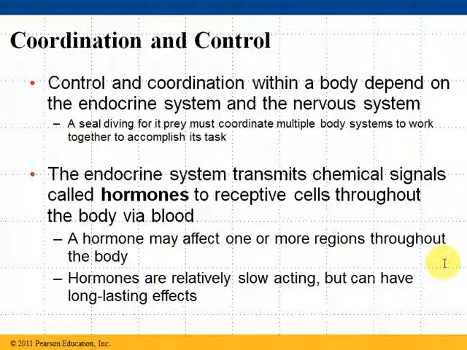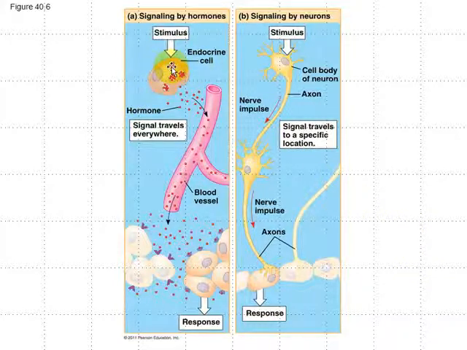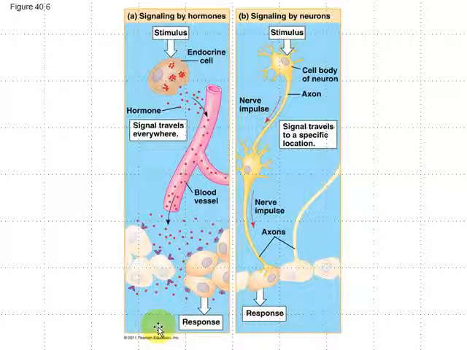So here you have an example of the two. If you're talking about signaling by hormones, you have particular cells called endocrine cells that give off these chemicals, which are then spread throughout the entire body by the circulatory system. Some cells respond to this chemical signal and some do not. The ones that have the right receptors will then give a response.